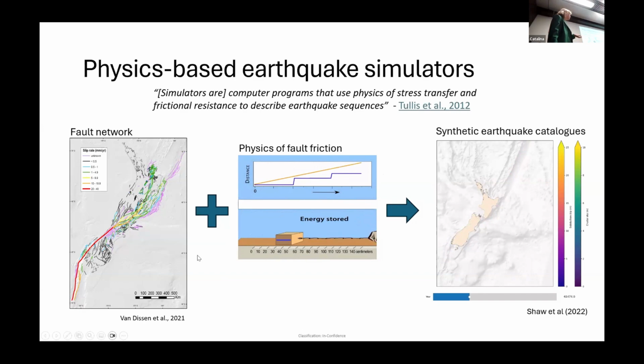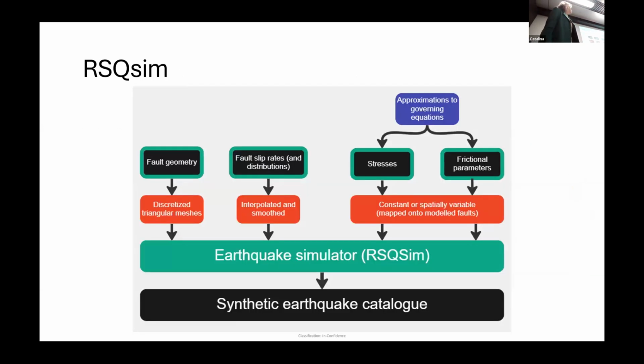So in the particular case I'm going to talk to you about, we have a fault network. This is just the 2D version, but we can use a 3D version. And then we take some kind of parameterization of earthquake fault friction, so how the faults move in earthquakes, and we use that to generate synthetic earthquake catalogs. The advantage of this is that these catalogs can be very long, as long as we have computational time to run them for. And we can explore the effects of different parameters on what earthquakes actually happen.